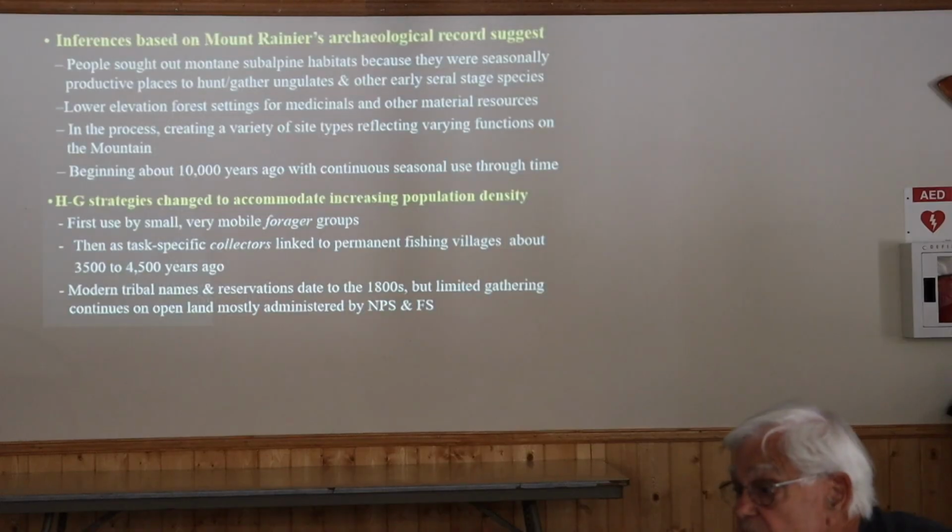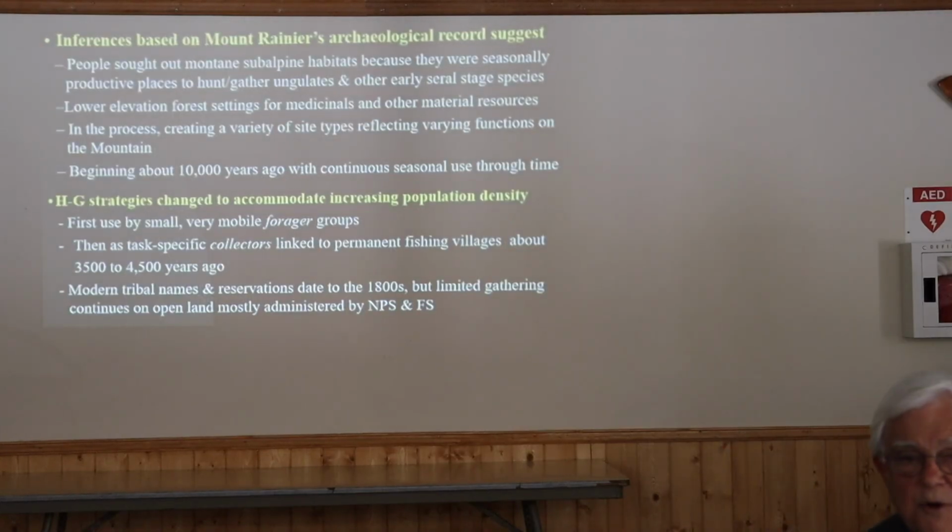And then finally, inferences that are not quite so firm, but things are looking this way. First of all, people sought out montane subalpine habitats because they were good places to go. They may have been pretty, they may have been religiously motivated, but all of that aside, most material requisites of life are what primarily drive human use of an area, which I'm suggesting they do. People sought out montane subalpine and alpine habitats because they were seasonally productive places to hunt and gather ungulates and other early seral stage species. They came out here because it was a good place to go, and they did it early.